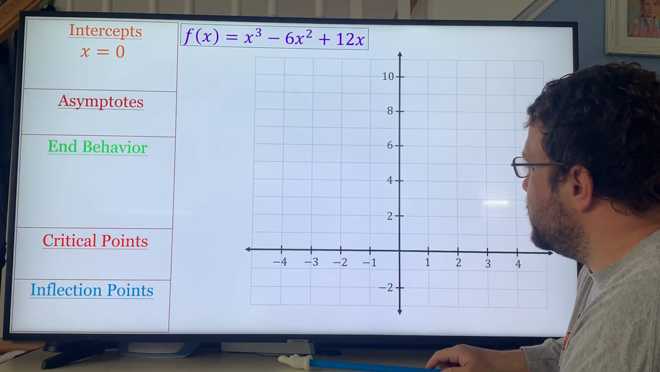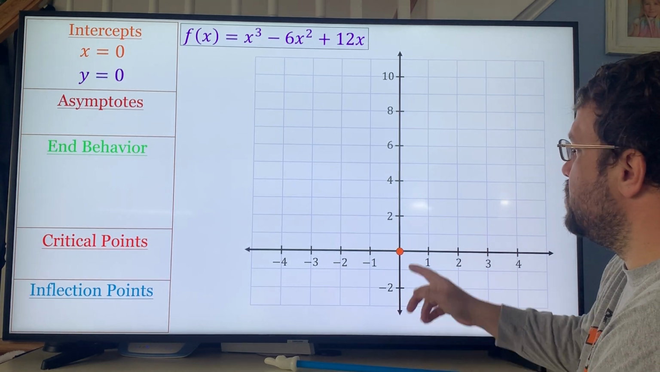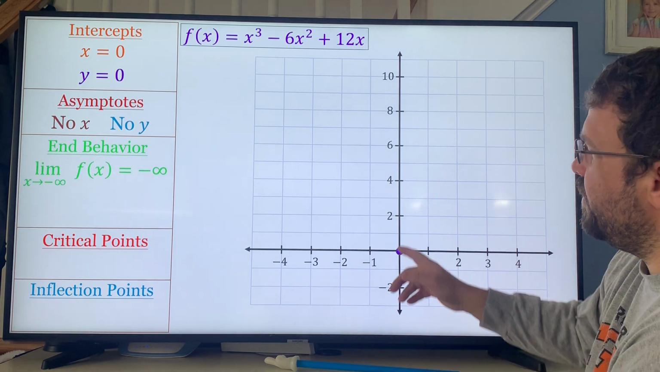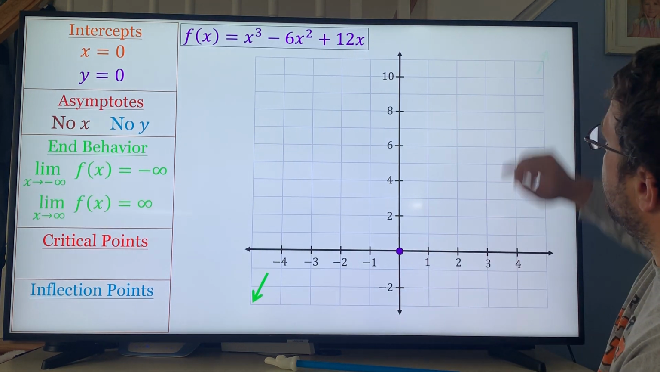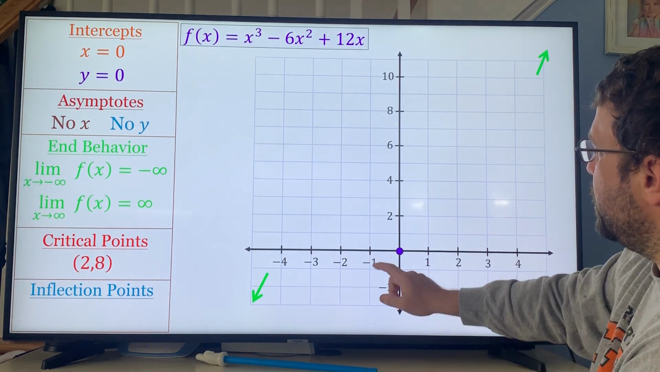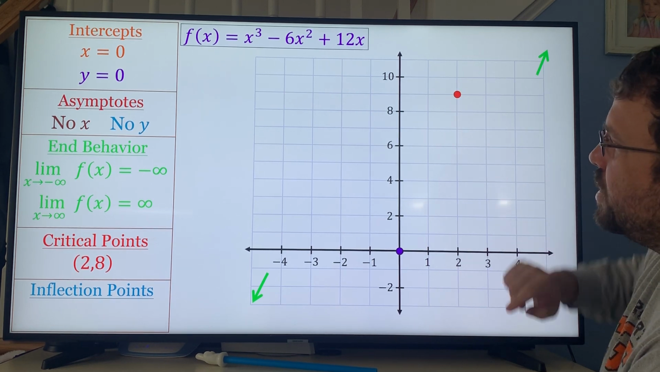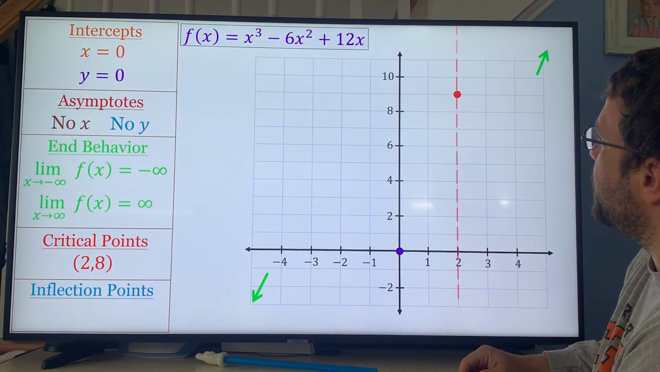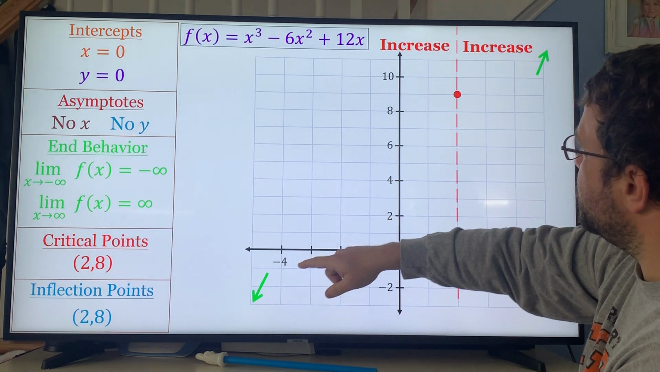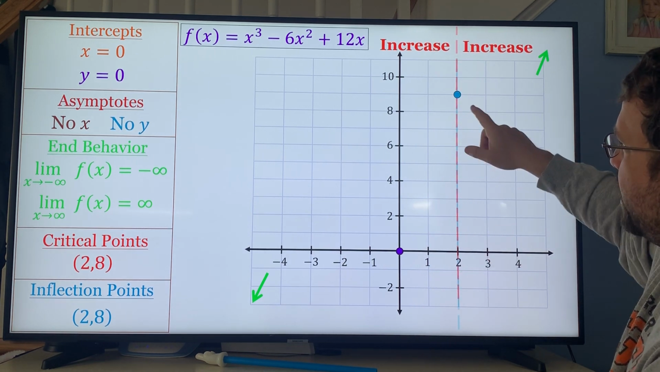Intercepts. What did we say the intercepts were? Intercept, 0, only 1. Asymptotes. And x and y are the same, so you can just leave them. None. Easy graph so far, right? End behavior. Down, up, right? Critical points. Only 1, (2, 8). 2 over 8 up. Oh, point's wrong. Should be down. All right. At that point, increasing, increasing. Inflection point, (2, 8). Same point.